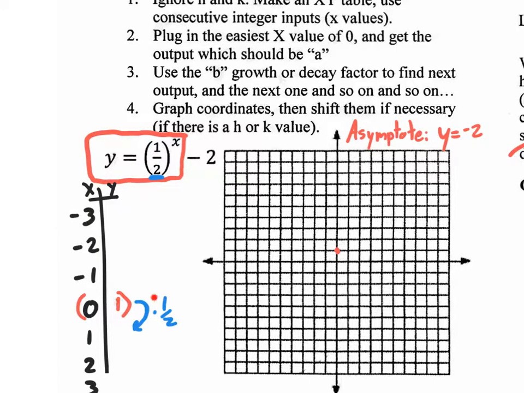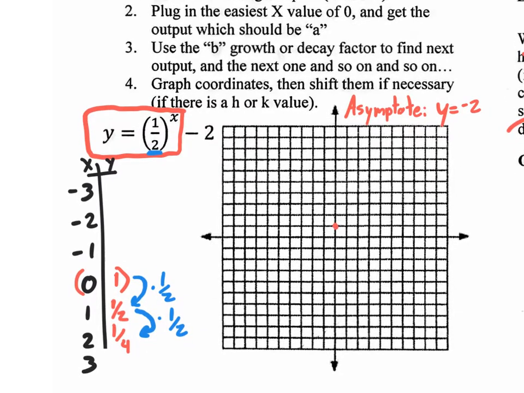So I could say 1 times half, and what do I get? What's 1 times half? 1/2. And then I could take that 1/2, and I could multiply it by half again. And what will I get? 1/4. And then the next one? 1/8. And so on and so on. See how that's pretty easy?